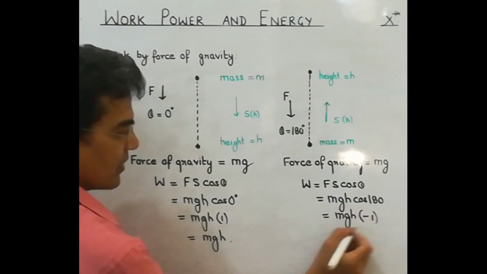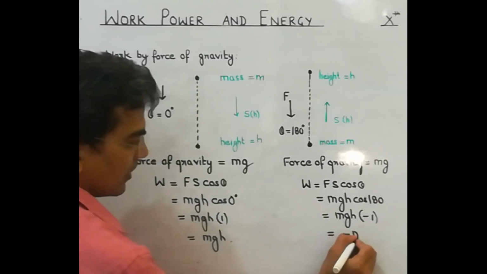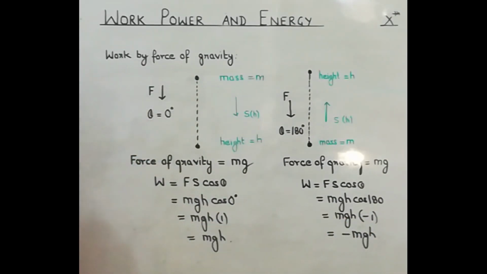Cos 180 is minus 1. So the work done is minus mgh. See, the magnitude of work remains the same. Only in case 1, when the body was moving in the downward direction, the work done by the force of gravity is positive. And when the same body moves in the upward direction, the work done by the force of gravity is minus mgh. The formula is the same, the magnitude will remain the same, mgh, that's only the difference of sign.